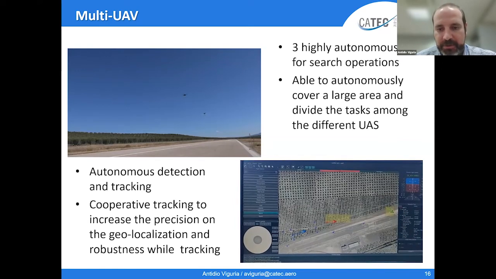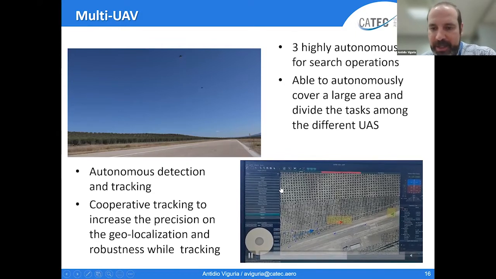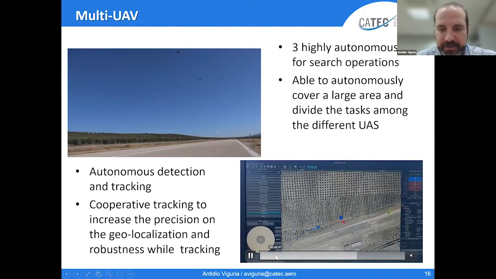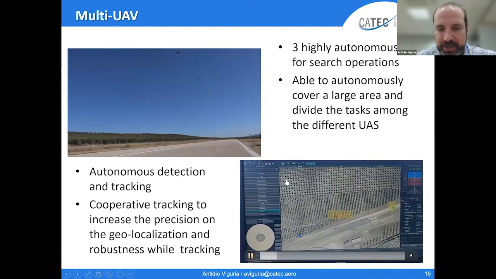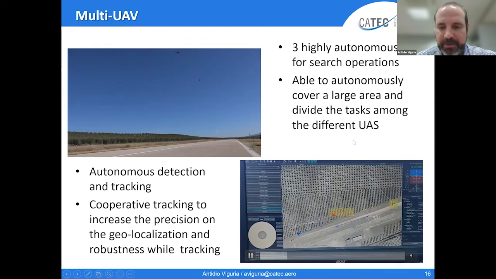Okay, so you can see here below, you have three different ones that go to the three different locations, and they can cover the area. So they cover the area automatically between the three of them.